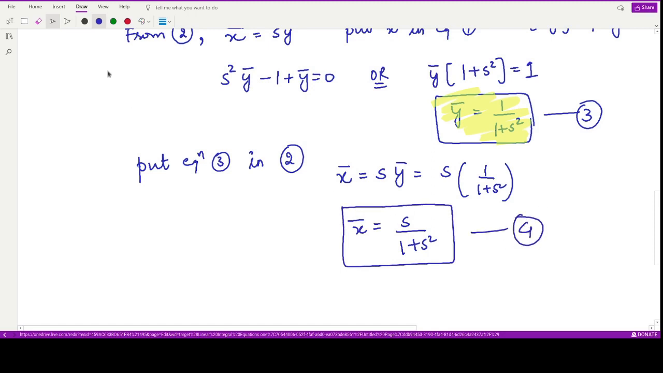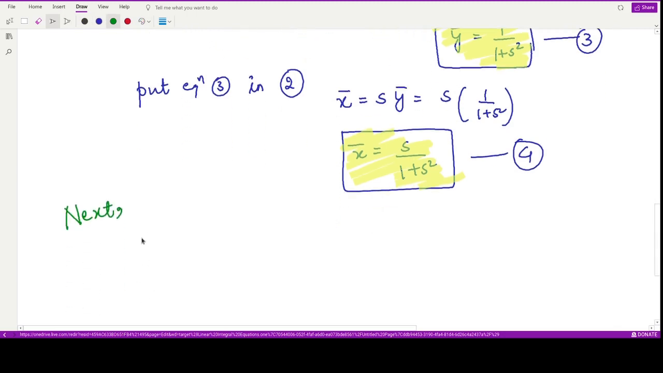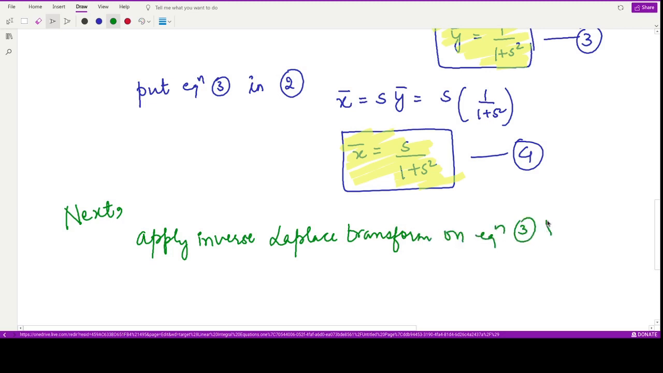Okay. So now this is the value of x bar and this is the value of y bar. So now the next step is, next we'll apply the inverse Laplace transform on equations 3 and 4.